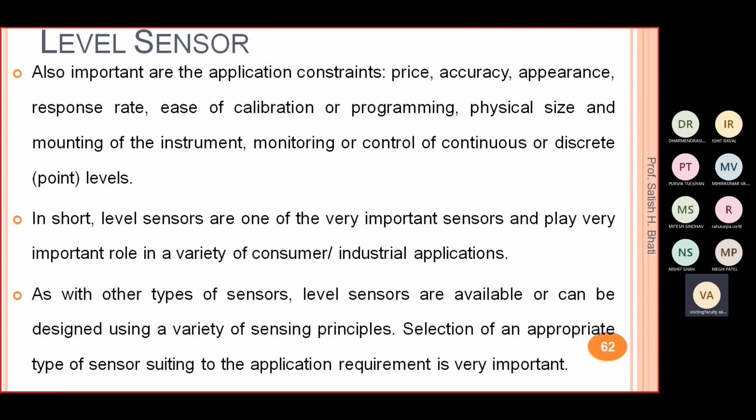Also, you have to consider some application constraints, like what price you can afford, what accuracy you need, and what the appearance of your system is. What response rate you need, meaning how fast you want to measure the sensed value. Then you need to do calibration or programming, so how easy the calibration or programming is, that constraint you also have to consider. Based on that you will select the level sensor.